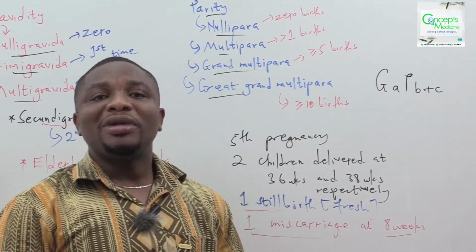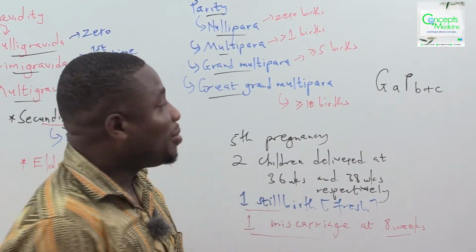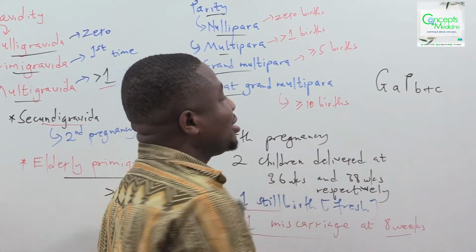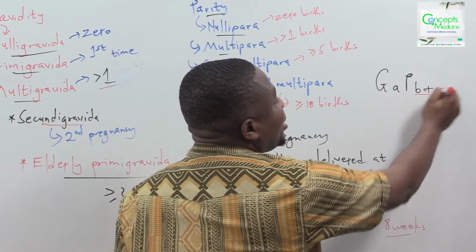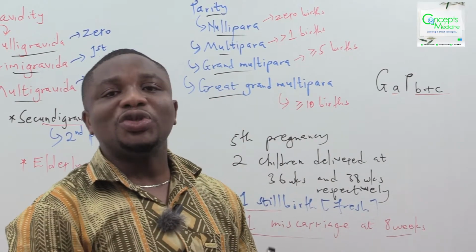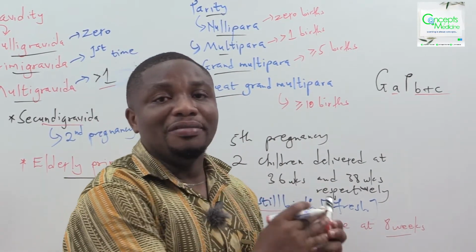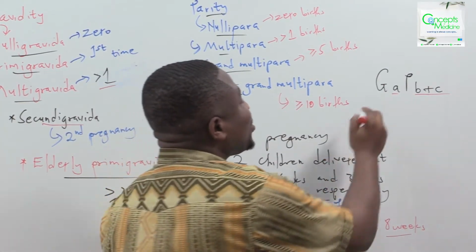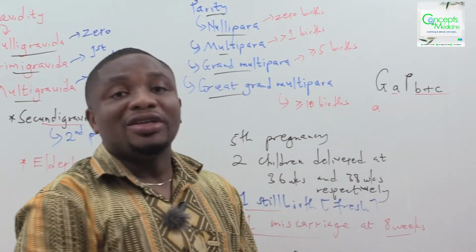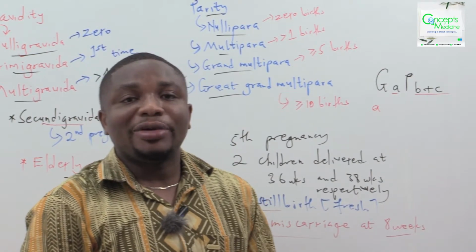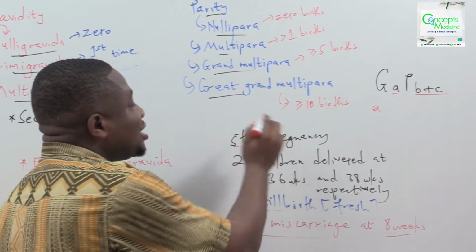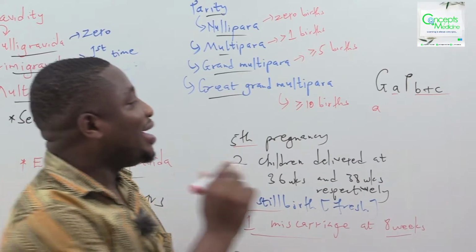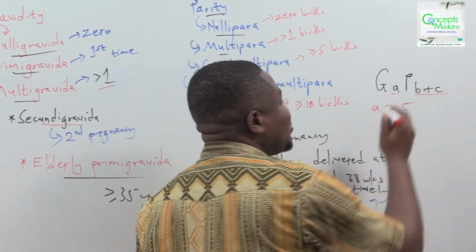So to get the parity formula, remember the formula G subscript A, P subscript B plus C. So all you have to do is to find the value of A, B and C and insert them into the formula. So the first one is A. A meaning number of pregnancies including the current one. And in the question, it said she is pregnant for the 5th time. So our A is equal to 5.